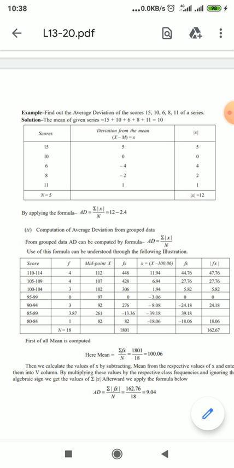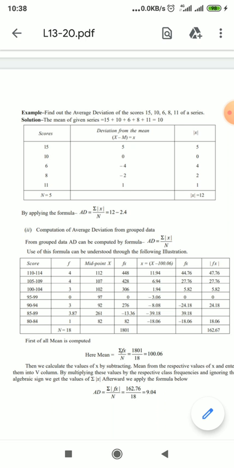Next, you can calculate the value of midpoint, that is capital X. In the first class, the midpoint capital X is equal to 112. Similarly, 107, 102, 97, 92, 87, 82.